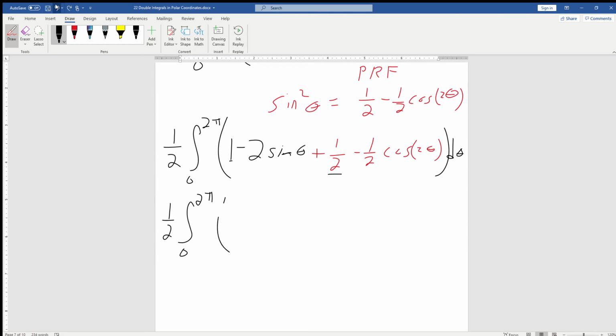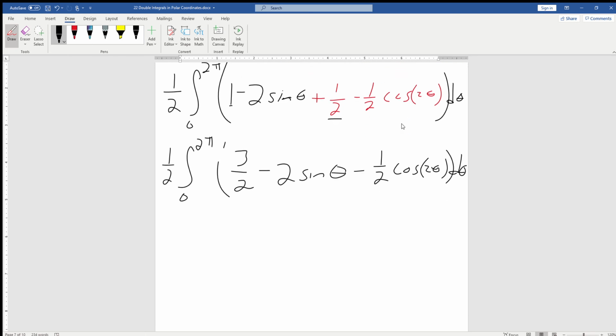So let me go back. We're going to have 3/2 minus 2 sine theta, and then minus 1/2 cos 2 theta. And then we still have our d theta. All right. Now we're set for integration.